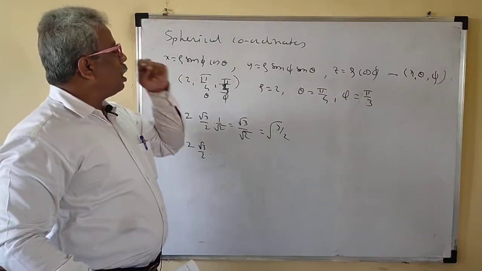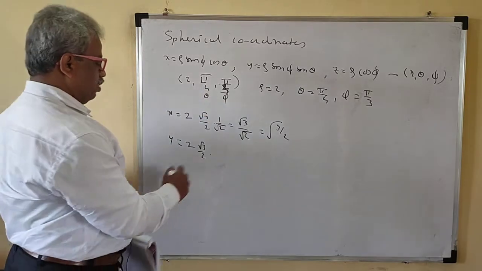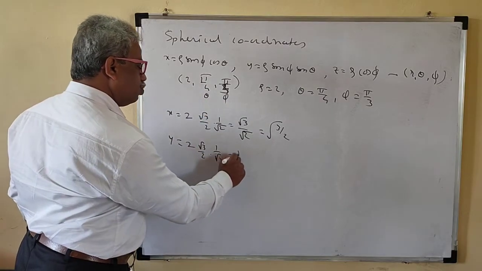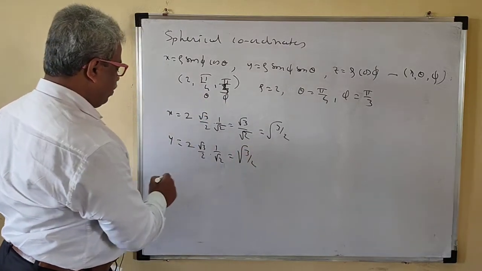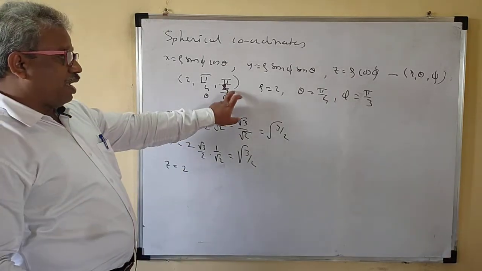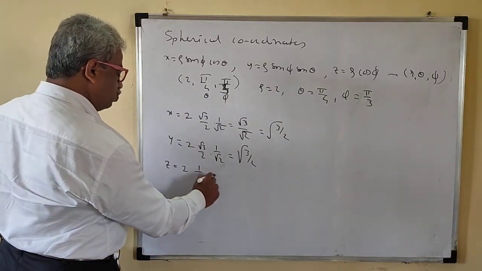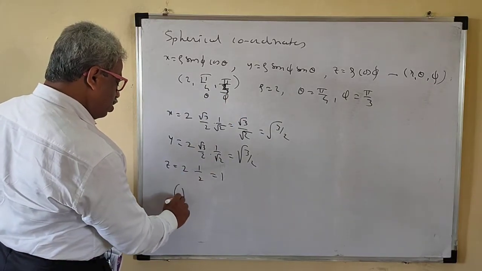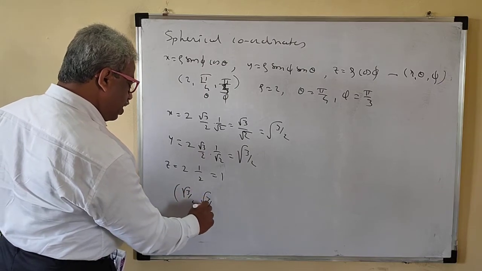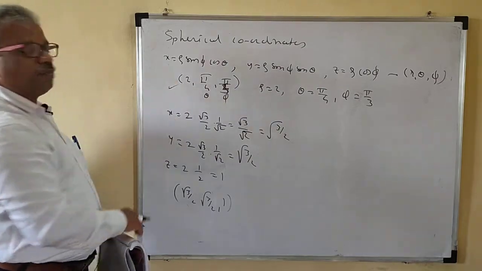Then sine theta. So theta is pi by 4, sine pi by 4, again is 1 by root 2. So again the answer is the same here. Now z is rho cos phi. Rho is 2. This is phi, so this is cos 30. Cos 30 is half, so this is 1. So that is root 3 by 2, root 3 by 2 and 1. These are the Cartesian coordinates of the spherical form.